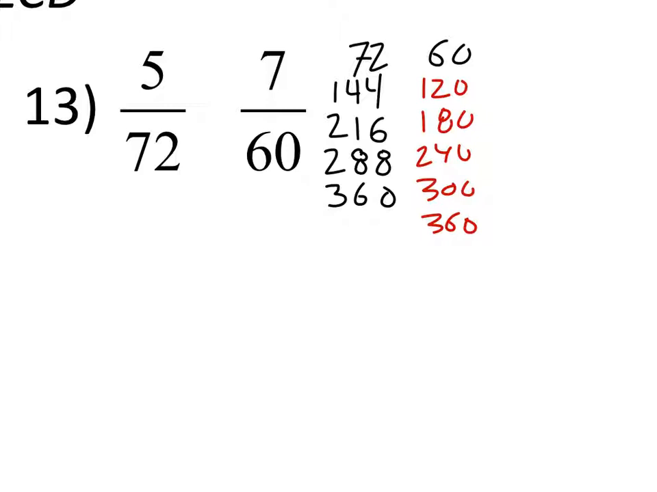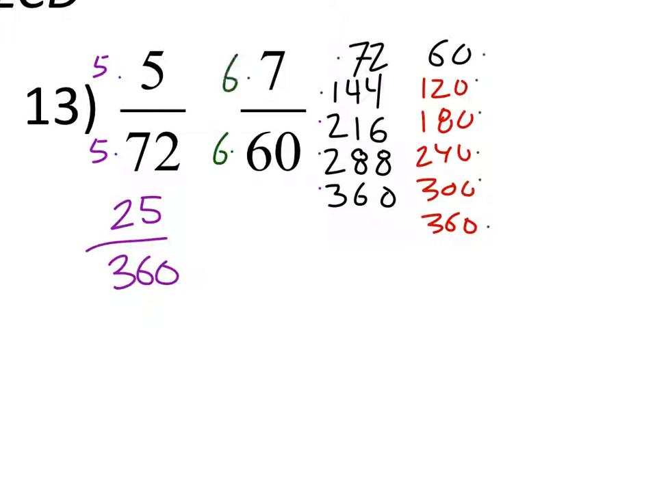So the 72, what do we multiply that by? 1, 2, 3, 4, 5. So we got to multiply the 5 by 5 as well, giving us 25/360. And the 60, what do we multiply that by? 1, 2, 3, 4, 5, 6. So the 7 by 6 as well. 42/360. There it is.